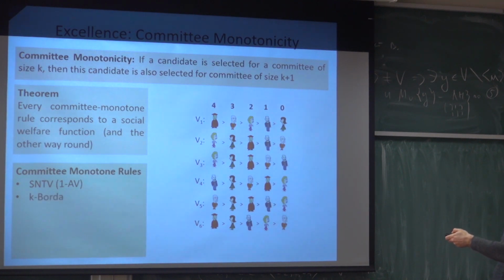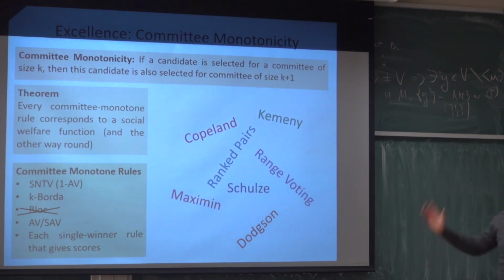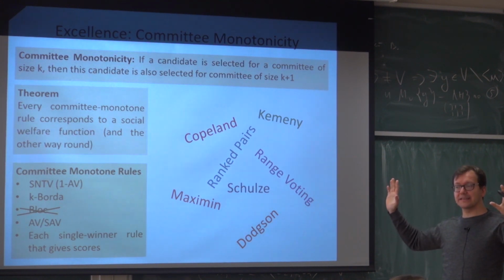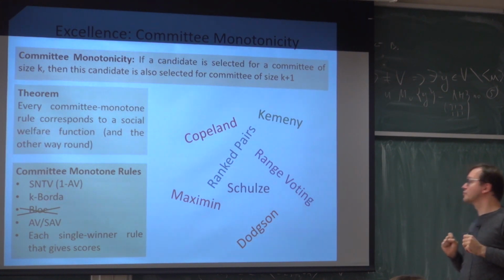So essentially every single winner rule, well, not Block because we saw it doesn't work, but every single winner rule that can be used to produce a ranking gives us a good rule for excellence. This also means that the choice of excellence is similar to the choice of a president, or to the single winner setting.